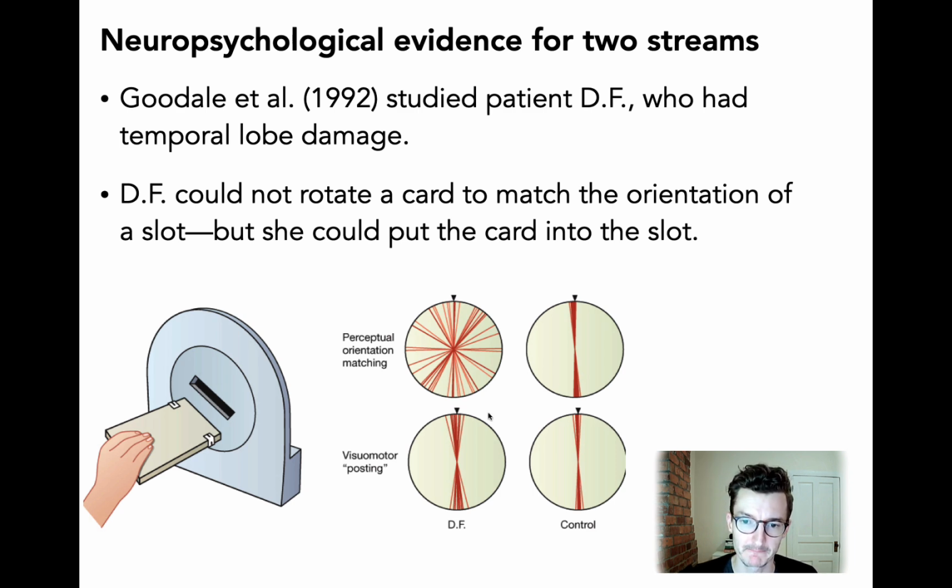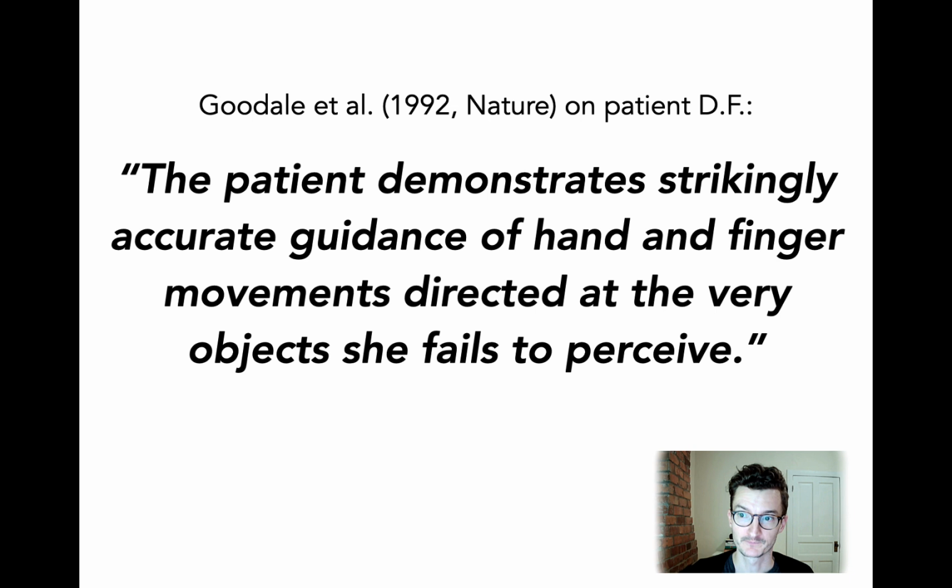You can see that in this figure here, the patient was more or less guessing randomly. So the patient couldn't match the orientation of the slot, but if you gave the patient a piece of mail and asked them to put it through the slot, they could do it every single time. Very weird, sort of remarkable finding. And if you read the paper, a very cool paper, Goodale points out how weird this is, right?